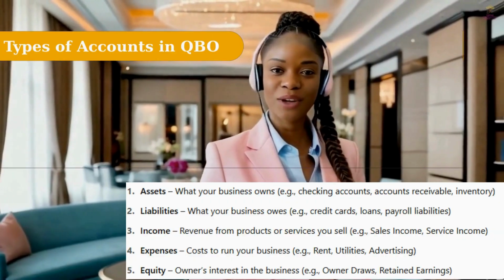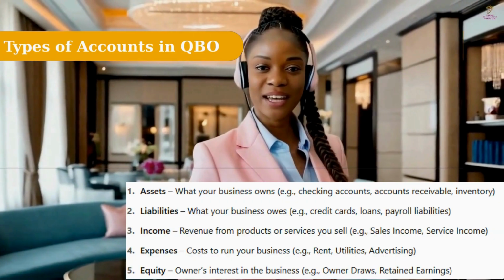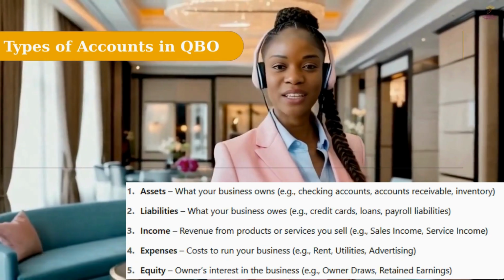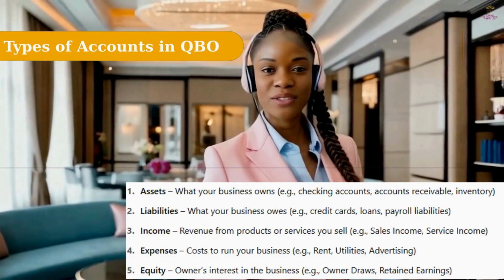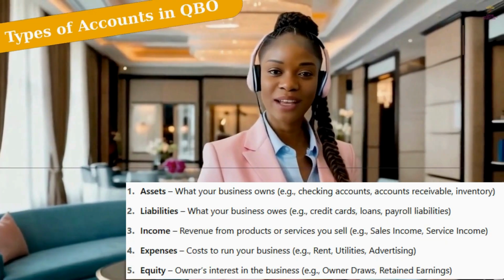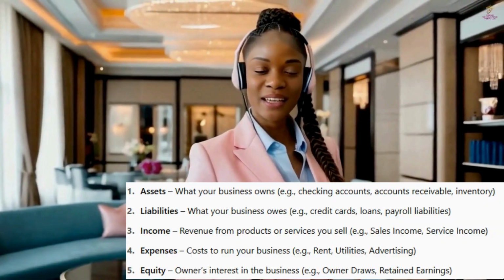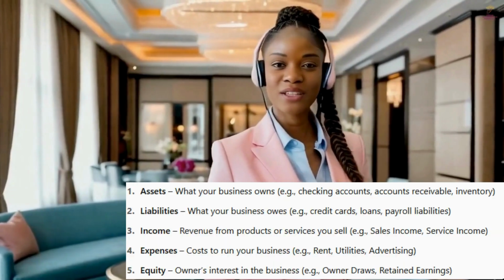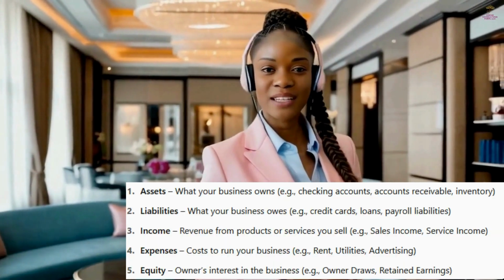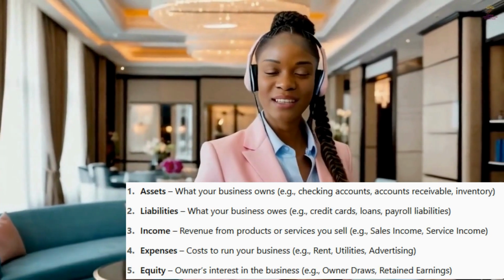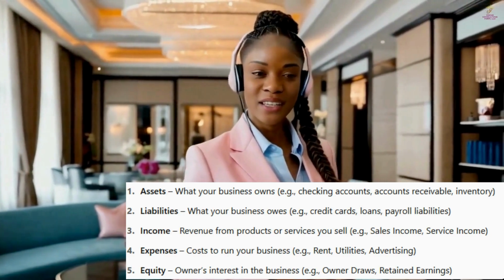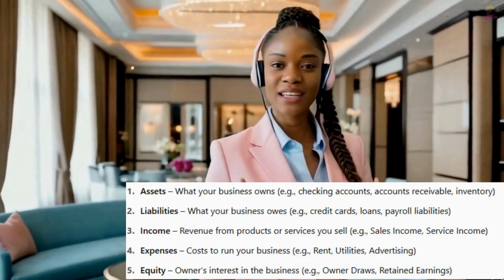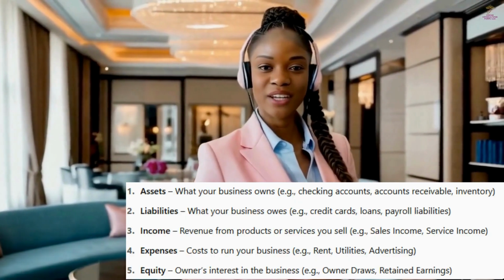1. Assets, what your business owns. Examples: checking accounts, accounts receivable, inventory. 2. Liabilities, what your business owes. Examples: credit cards, loans, payroll liabilities. 3. Income, revenue from products or services you sell. Examples: sales income, service income. 4. Expenses, costs to run your business. Examples: rent, utilities, advertising. 5. Equity, owner's interest in the business. Examples: owner draws, retained earnings.